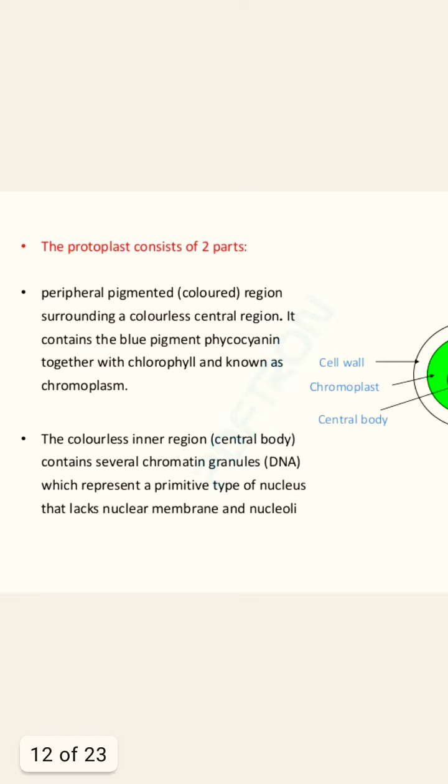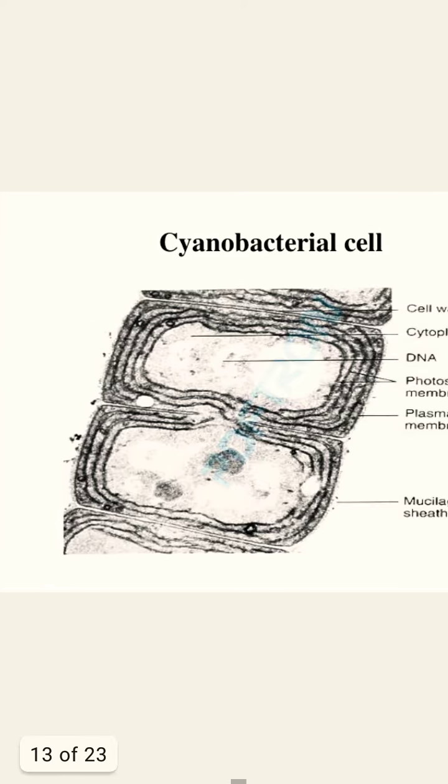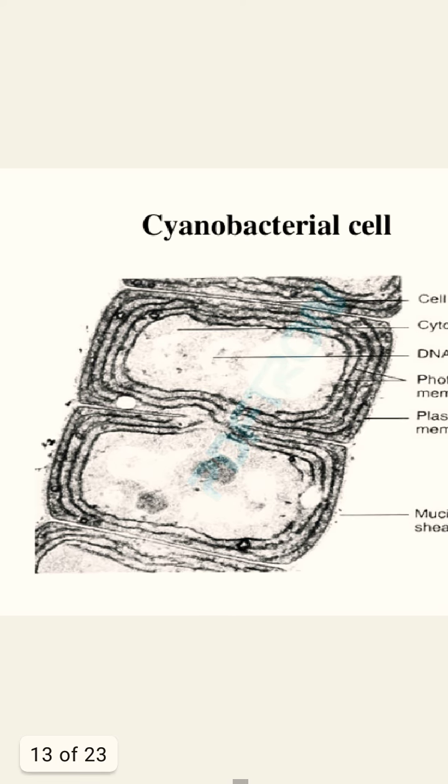The protoplasm consists of two parts. Peripheral pigmented colored region surrounding a colorless central region. It contains the blue pigment phycocyanin together with chlorophyll and is known as chromoplasm. The colorless inner region, central body, contains several chromatin granules, DNA, which represent a primitive type of nucleus that lacks nuclear membrane and nucleolus.